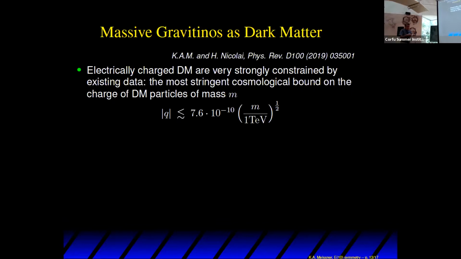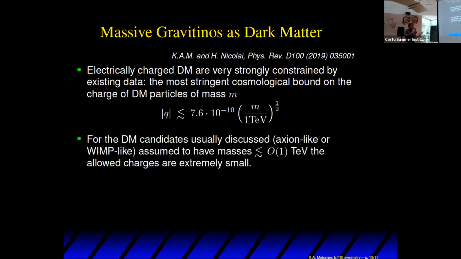When you have the usually discussed dark matter candidates that are around 1 TeV, when you plug into this formula, you see that the charge can be extremely small. That's where the name dark matter comes from. But when you plug in the Planck mass to this formula, you get something of order 1. So the Planck mass dark matter is not constrained to have very small charge.